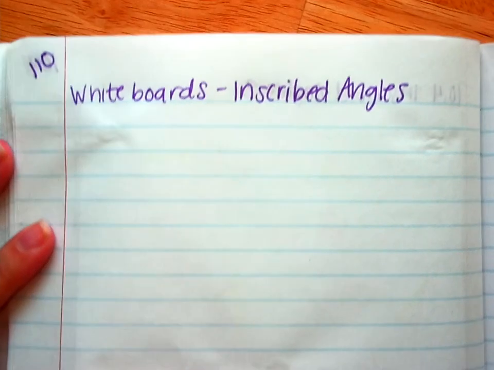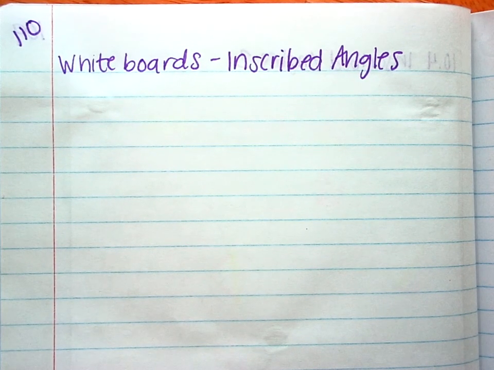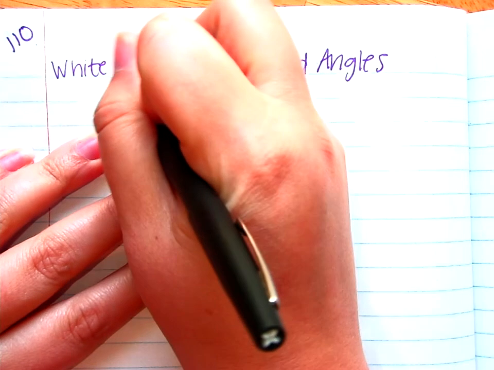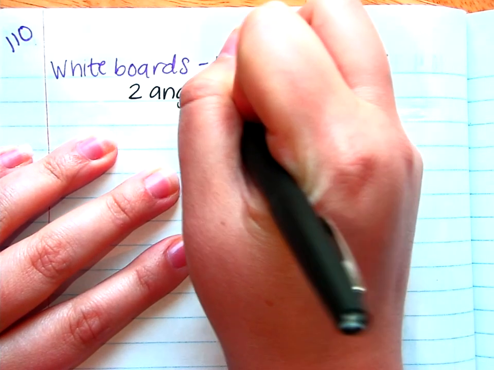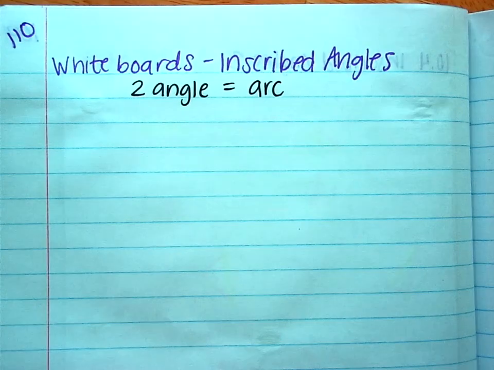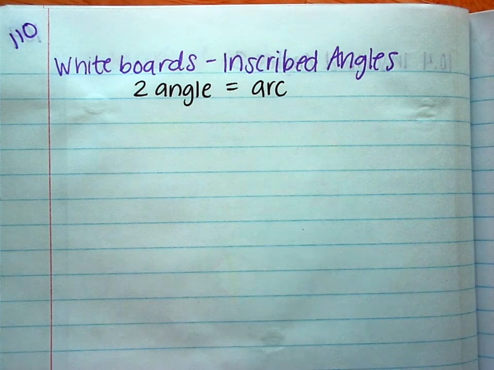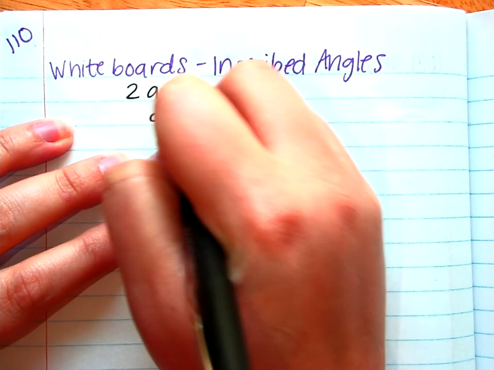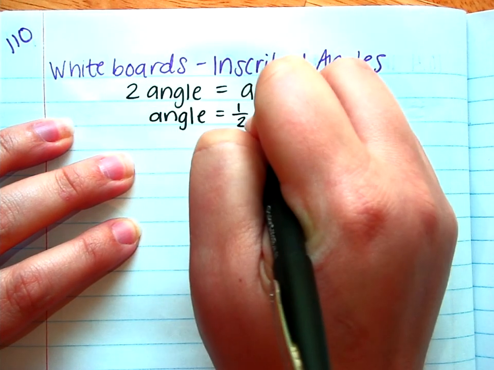On page 110, you can title it Whiteboards, Inscribed Angles. And remember, we're going to focus on using the relationship that 2 times the angle, the inscribed angle, is equal to the arc. You could also use the formula dividing that 2 over. The angle is equal to half of the arc.